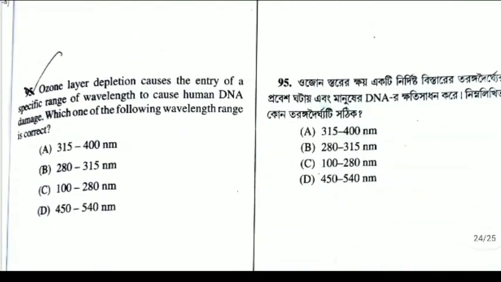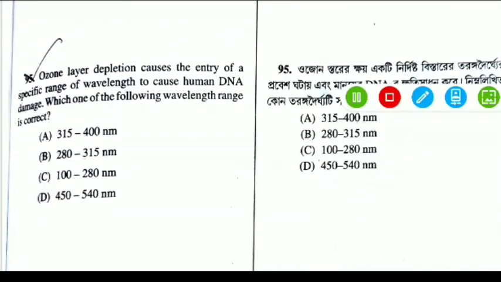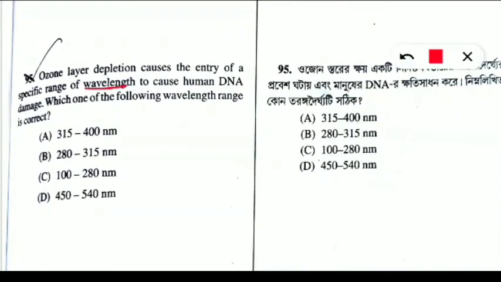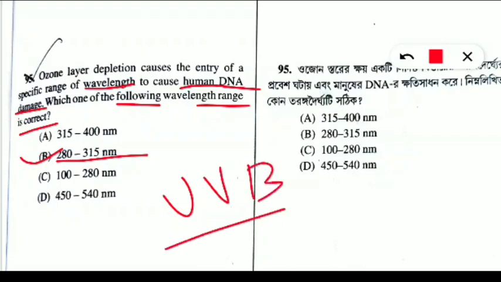Question 95. Ozone layer depletion causes the entry of a specific range of wavelength to cause human DNA damage. Yes, it is correct. But the question is asking which one of the following wavelength ranges is correct. So which wavelength is blocked by the ozone layer and helps us from the harmful UV rays? From here, the correct option will be option B, the 280 to 350 nanometer range. That means UVB is blocked by the ozone layer, which is harmful.